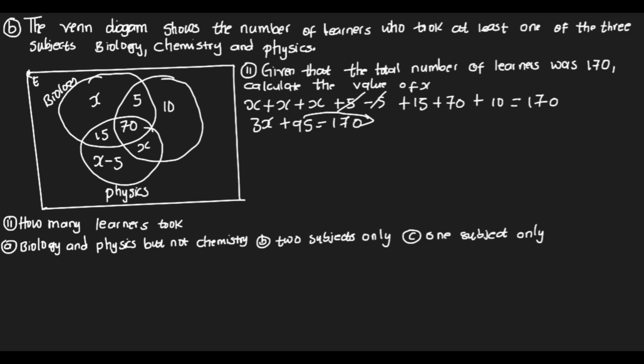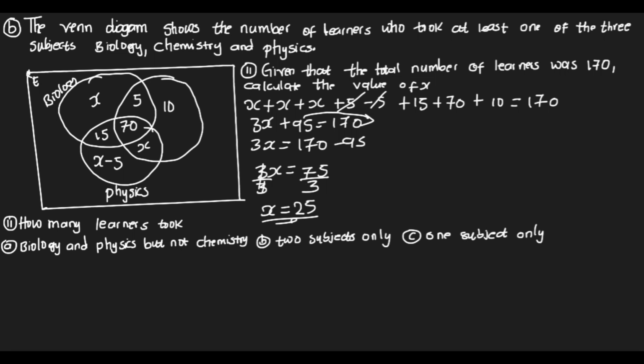Then this number will go to this side. So this will be 170 minus 95. So 3x is equal to 170 minus 95, which is 75. So we divide by 3 on both sides. So x is equal to 25. So that is the value of x.